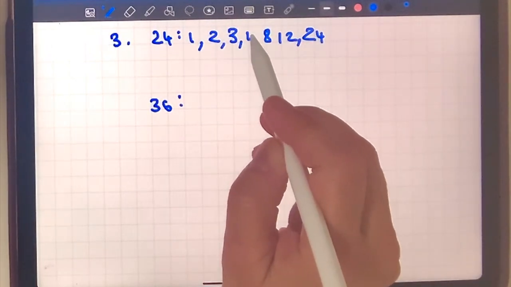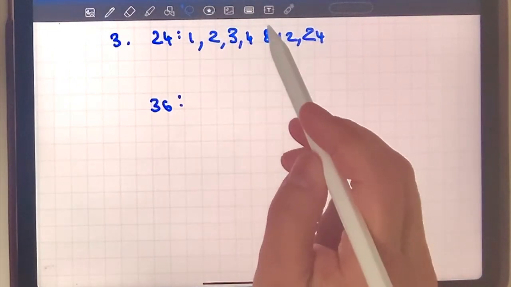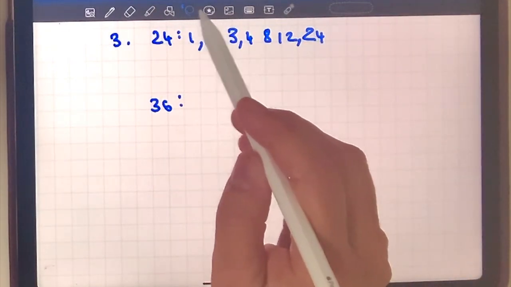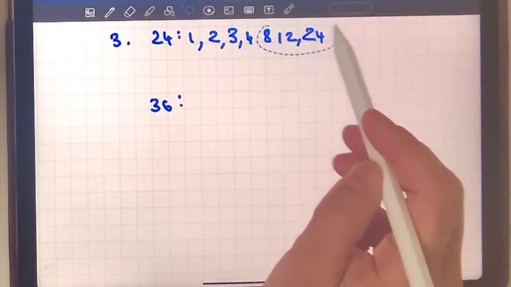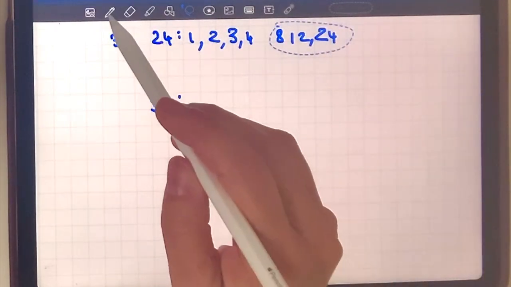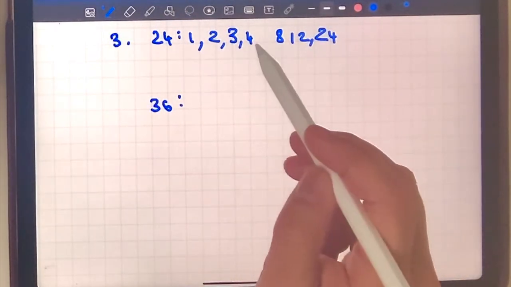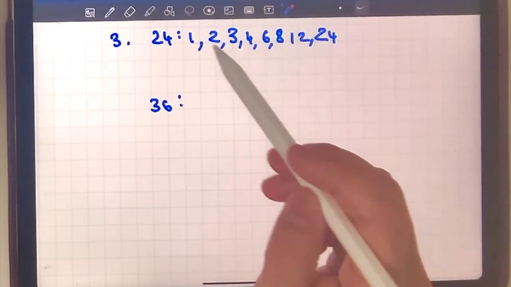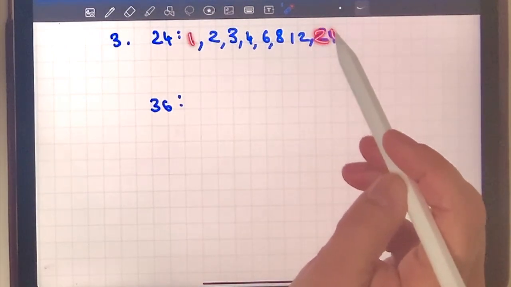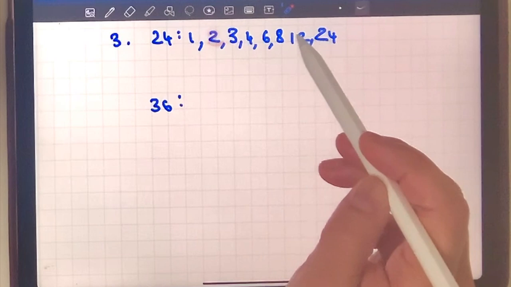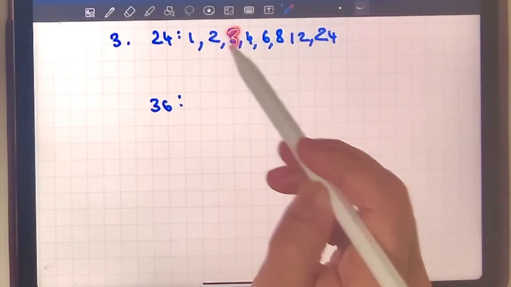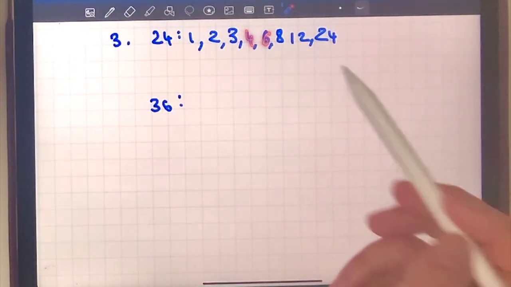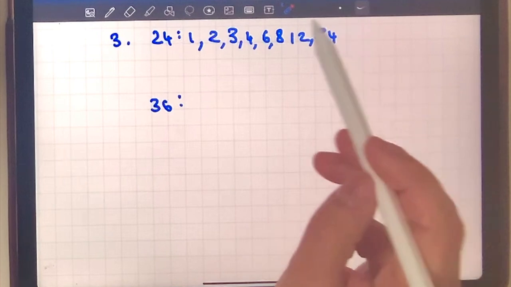And the next factor is 4. Whoops, I didn't leave myself enough space. So we're going to try and capture that and move it along. Okay, so 4 goes into 24 6 times. Now, just checking that I've paired everyone up. So 1 is paired up with 24, 2 is paired up with 12, 3 is paired up with 8, and 4 is paired up with 6, so I know that I haven't left anything out.